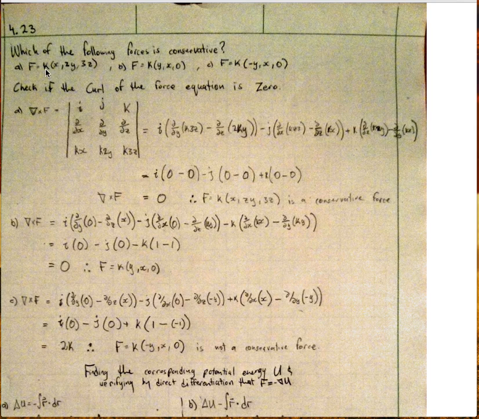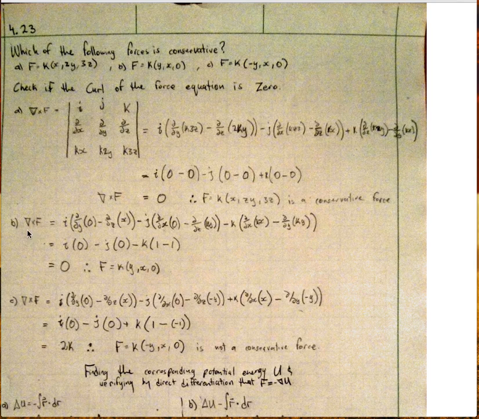So for force A, we know that the curl of it is 0, therefore that force is conservative. We do the same thing for force B, and we figure out that the curl is also equal to 0. This is my work, and you can look it over. I didn't rewrite this, I just use it as I wrote it the first time, just to show you how I figured out this long equation.